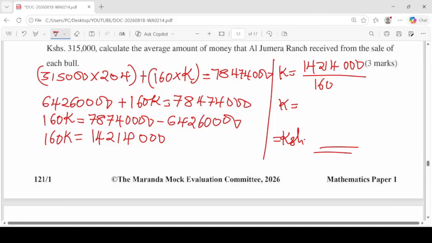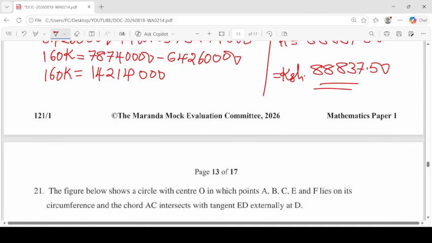So when you divide this by 160, you get 88,837.50. They want the average, so our answer is going to be 88,837.50. That is how you solve that particular question.